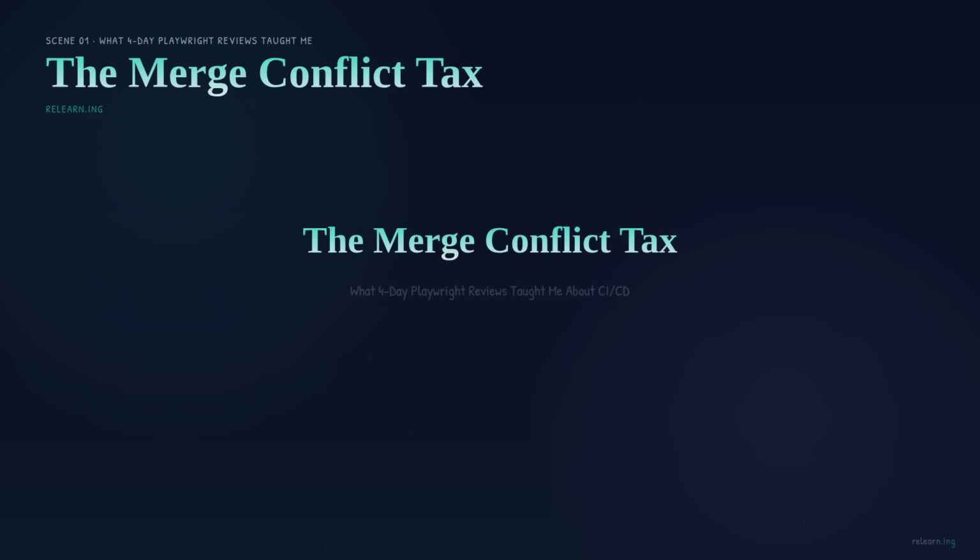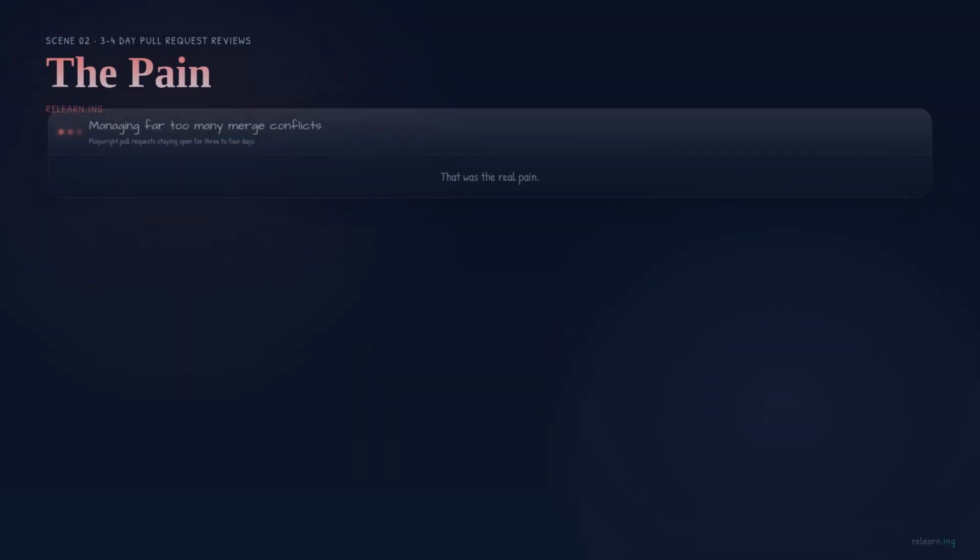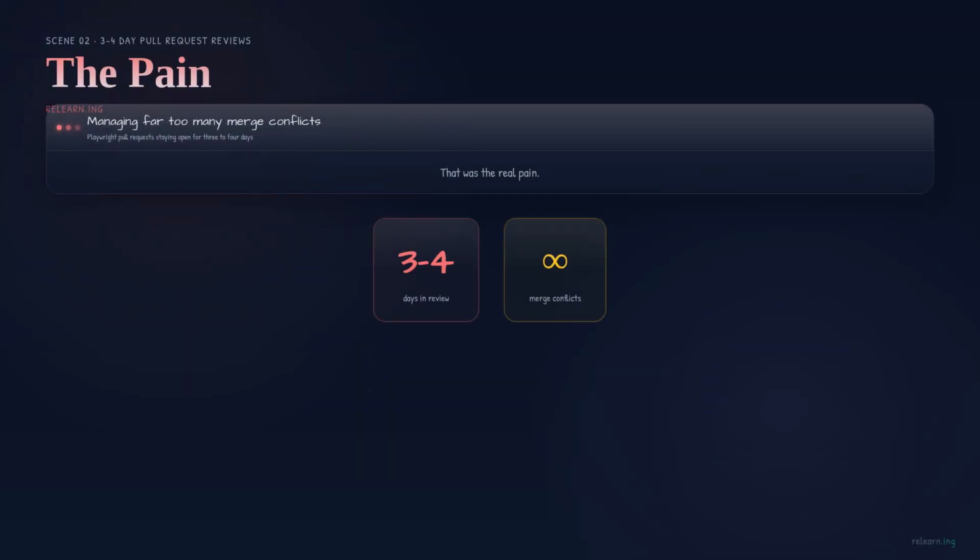The merge conflict tax: what 40 Playwright reviews taught me about CI/CD. I found myself managing far too many merge conflicts simply because our Playwright pull requests were staying open for 3 to 4 days. That was the real pain.